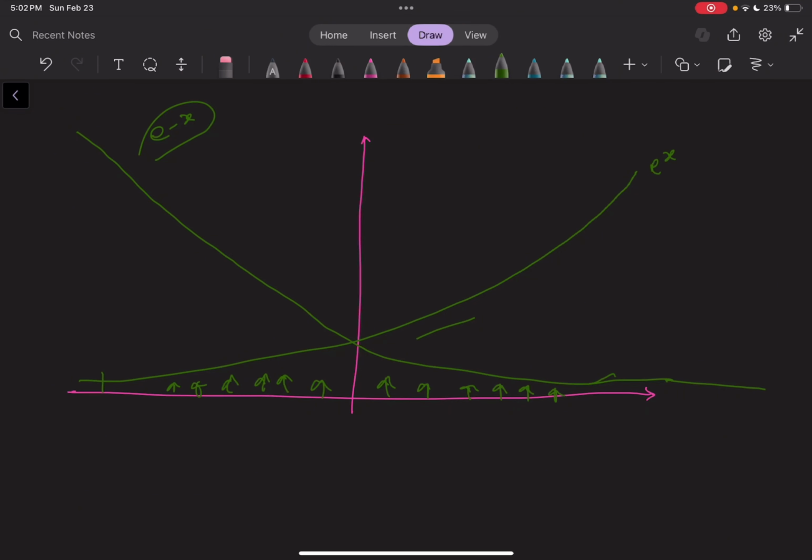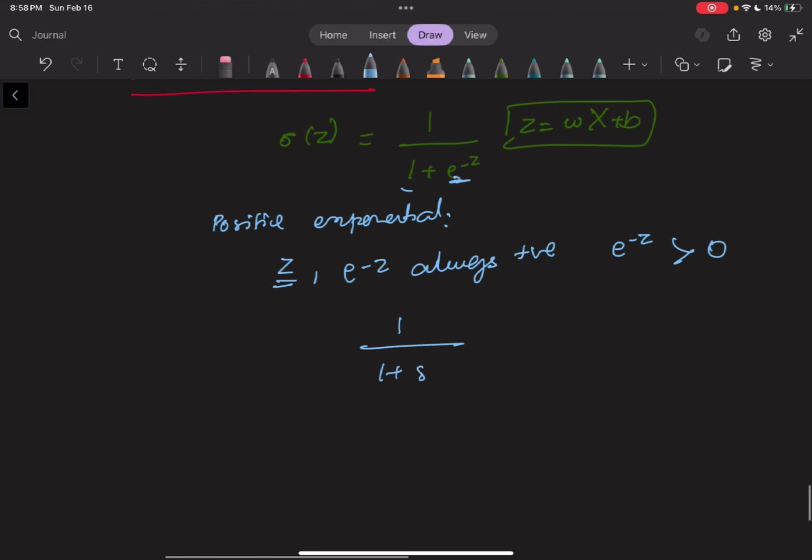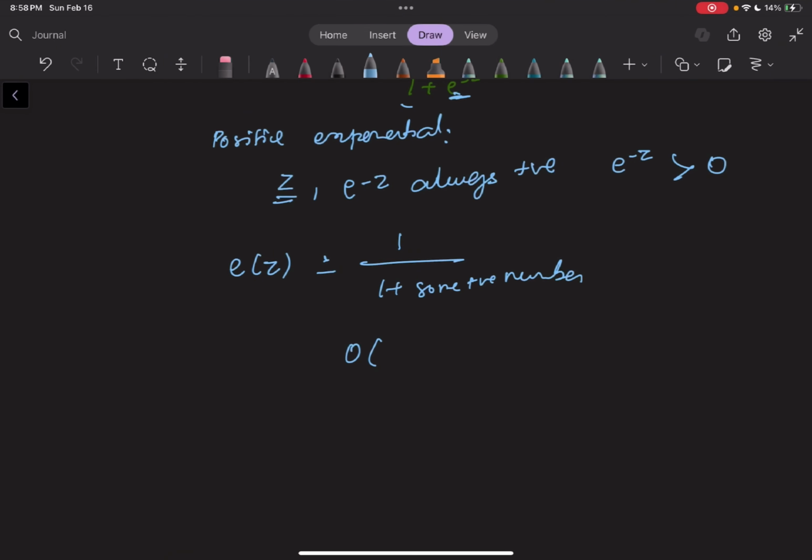And the denominator is always larger than 1, right? If this is already greater than 0, then that means the denominator is always larger than 1. And now, what happens when the denominator is always larger than 1? The function takes 1 divided by a number that's always more than 1. So the result is always less than 1, but greater than 0, okay? So we have 1 plus some positive number. So the result here will always be between 0 and 1 for our sigmoid function.